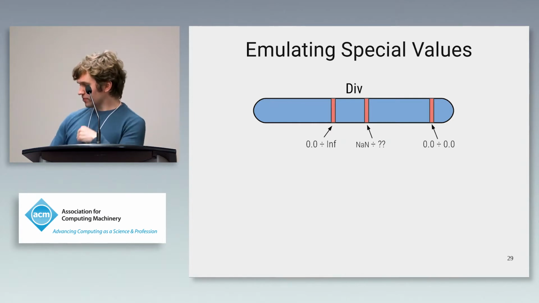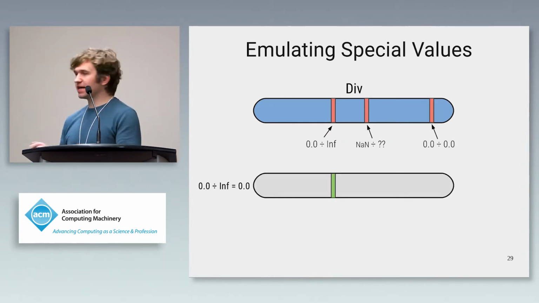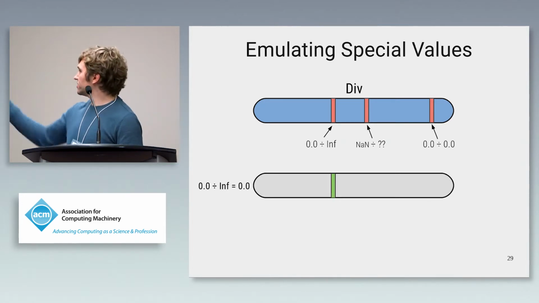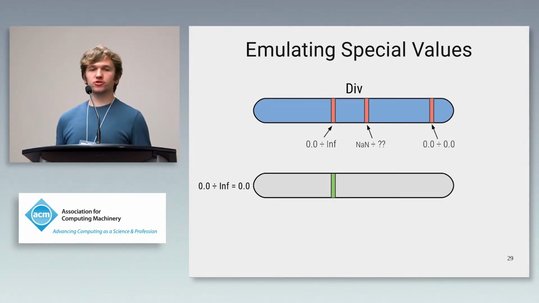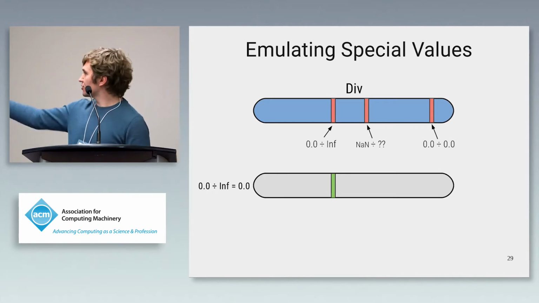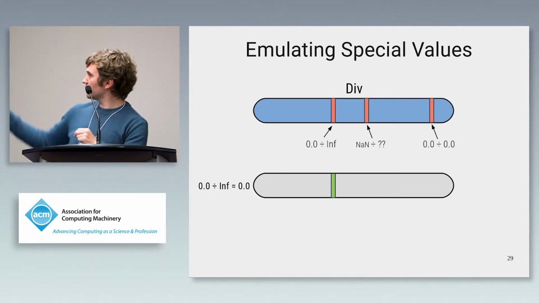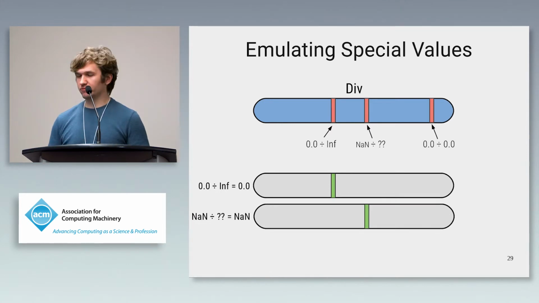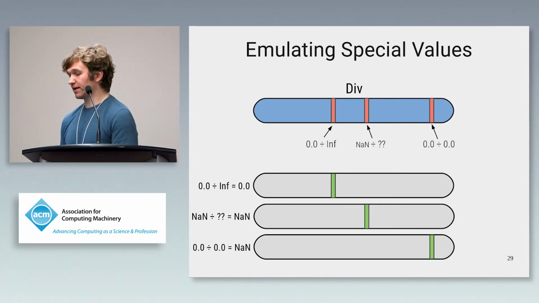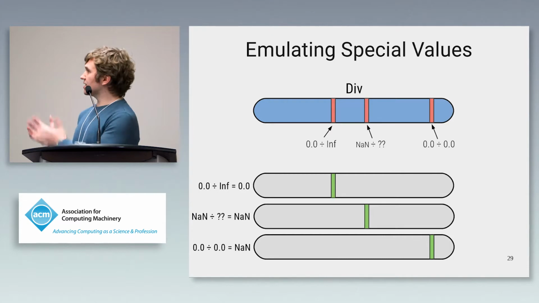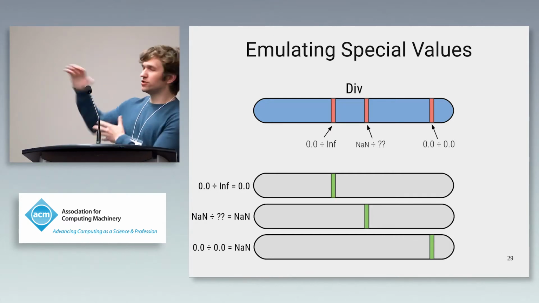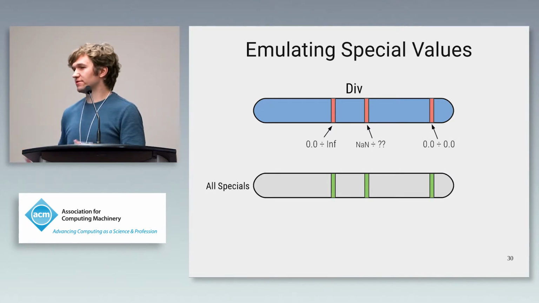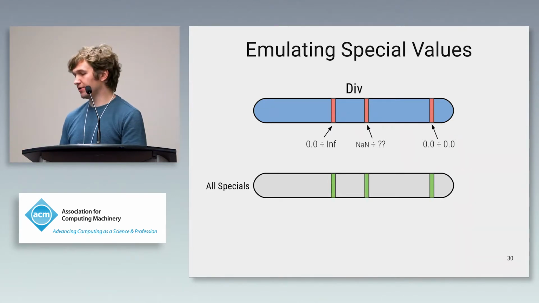And so the way we handle these is we essentially make a fix for each individual one. In this case, 0 divided by infinity, we know what the answer should be. It should be 0. And so we can fix that little input that is bad. We can also handle the NaN divided by anything, 0 divided by 0. And the nice thing about the way we build our systems, you can essentially compose these into one big fix that fixes all of the special values.